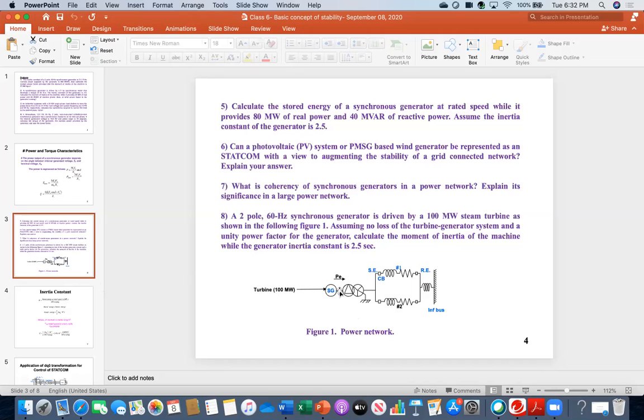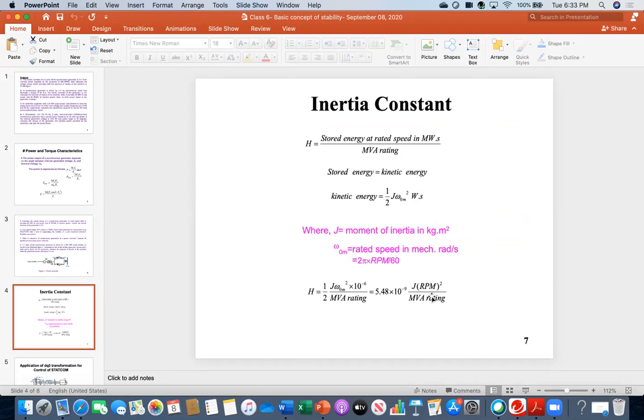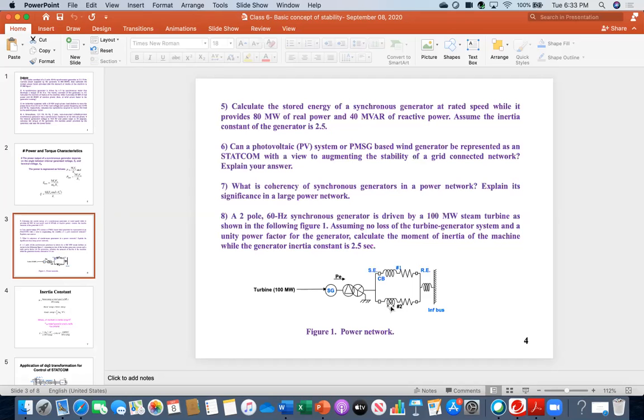This is the input to the generator, 100 megawatt. Because the system is lossless, there is no loss, and the power factor is 1, definitely the output power is also 100 megawatt, and the output MVA is also 100 because the power factor is 1. So therefore, in this equation, the MVA rating value is 100. Everybody, could you follow me, what I said?